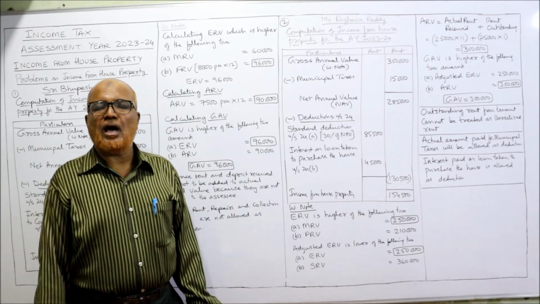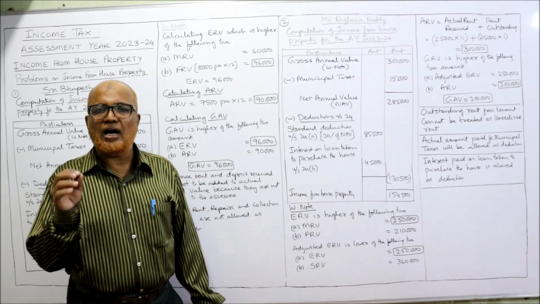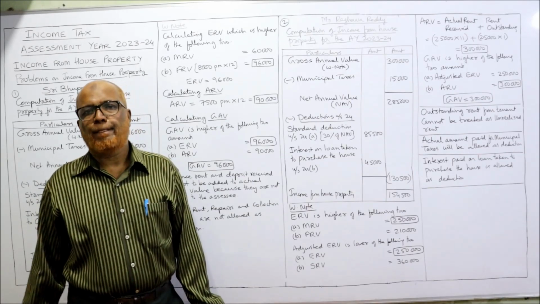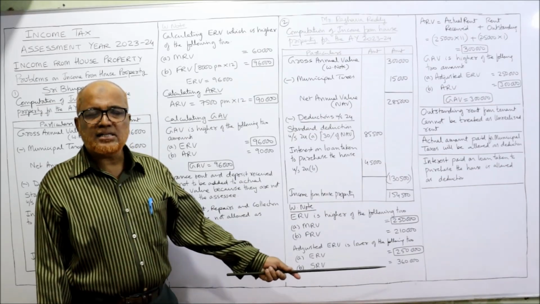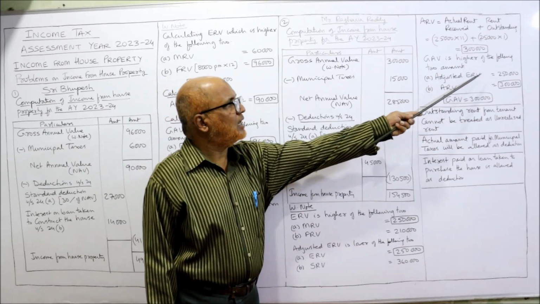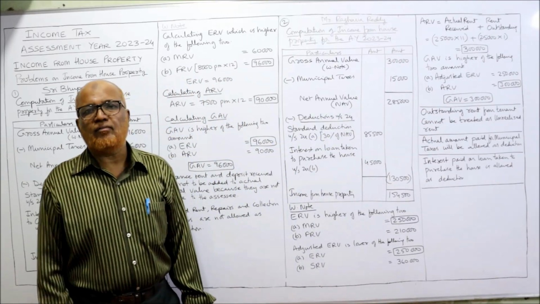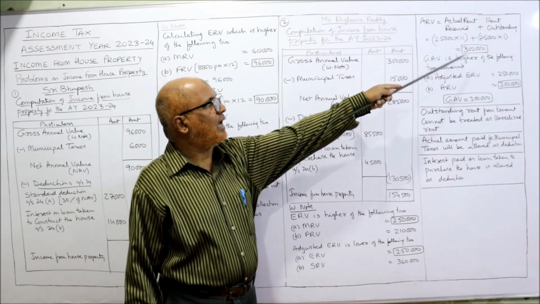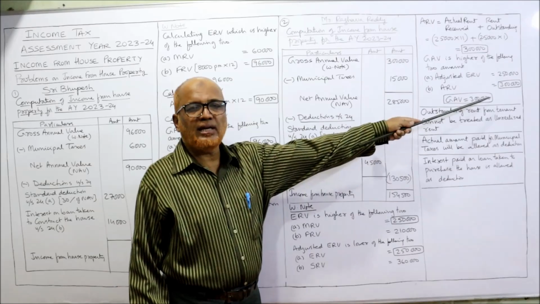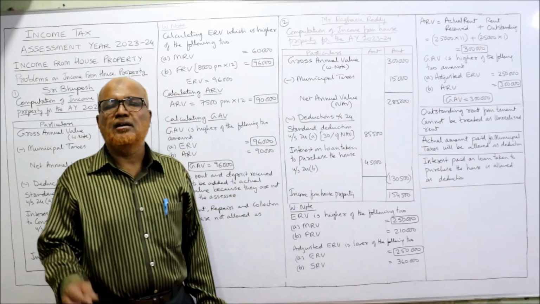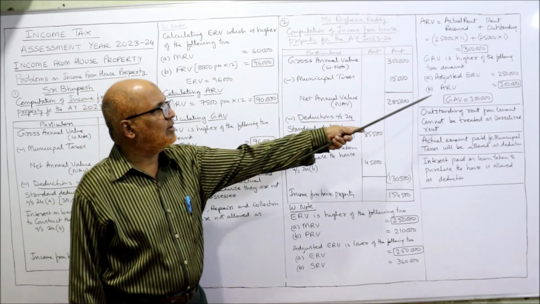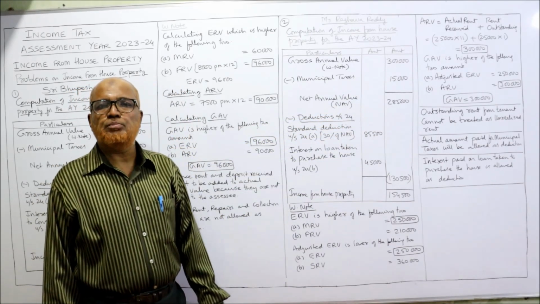Now finally, last step, GAV is the higher of the following two amounts: adjusted ERV or ARV. Adjusted ERV, how much we got here? 2,50,000. And ARV, actual rental value, is 3 lakh. Whichever is higher, 2,50,000 or 3 lakh, 3 lakh is the higher. So GAV, gross annual value, is 3 lakh. So I have taken 3 lakh gross annual value here, minus municipal taxes.